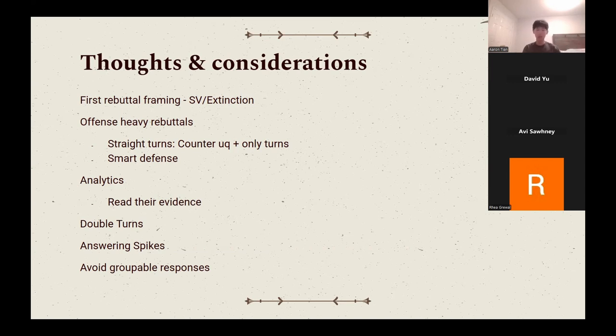And in agreeing with that, they can agree with both and just be like, okay, then this is a reason to vote for us, because they have just made a turn on the link level and then a turn on the internal link or impact level. And in doing so, that's like a double turn. And obviously, you need to explain and extrapolate that argument, explain why it's offense for you.